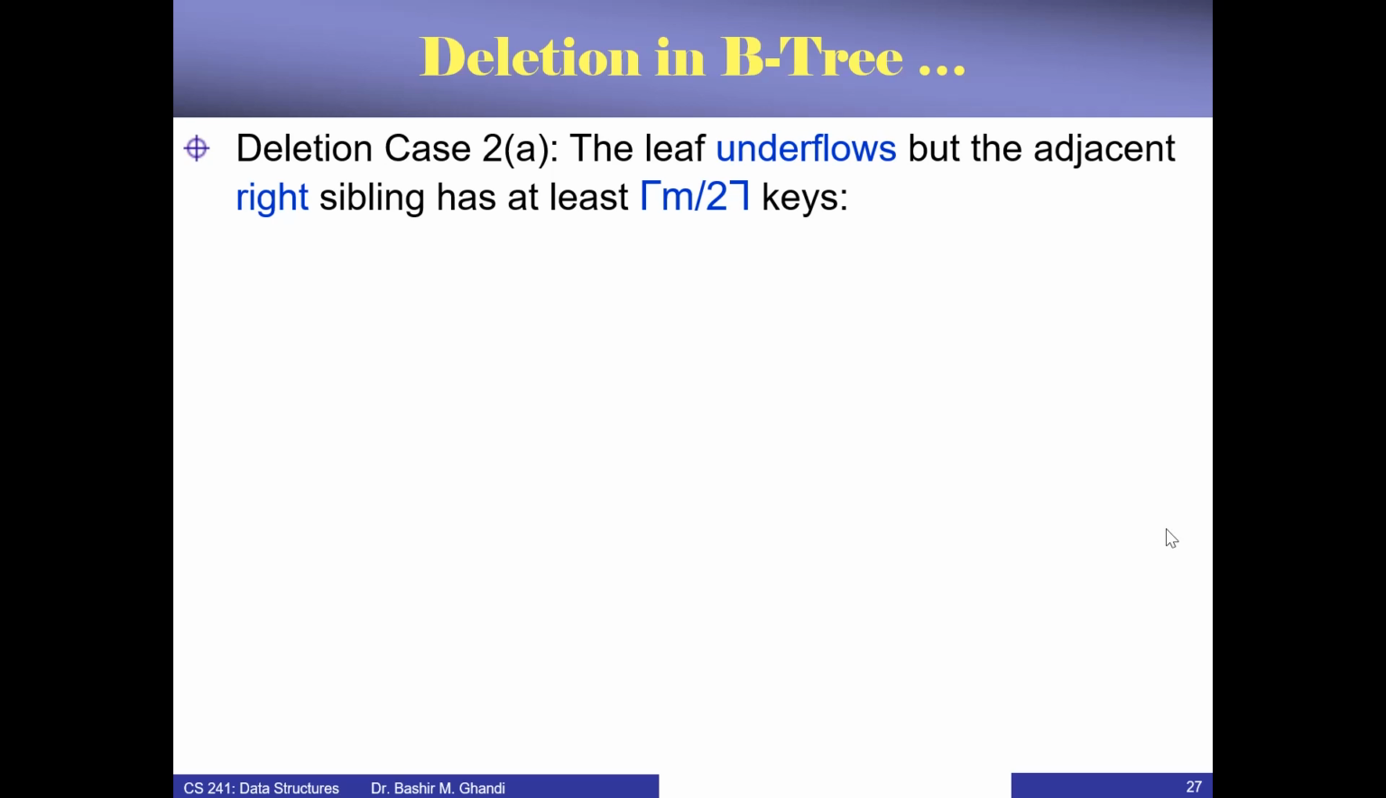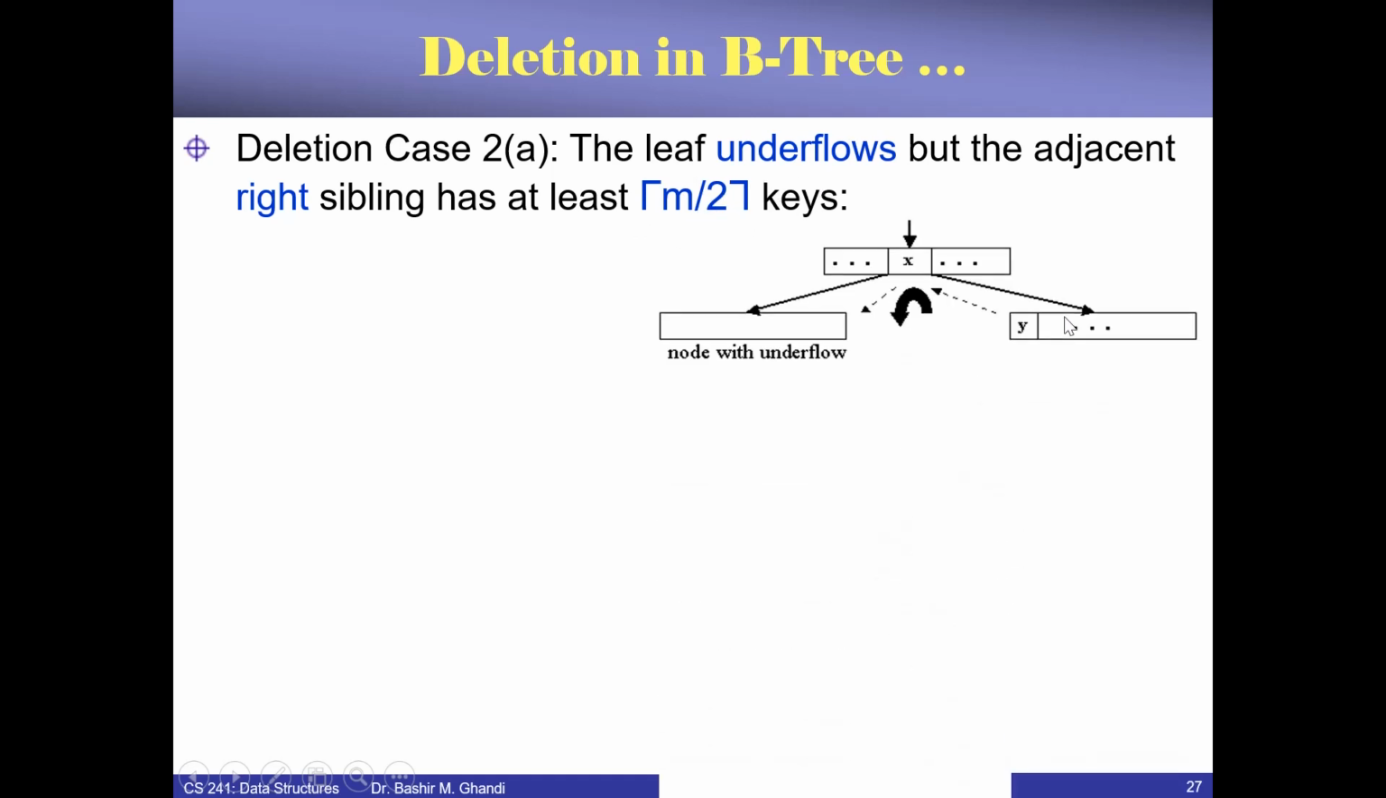Case number 2A. The leaf underflows, but the adjacent right sibling has at least the ceiling of m/2 keys. Deletion case 2A says the leaf underflows, but the adjacent right sibling has more than the minimum. Remember, the minimum number of keys is ceiling of m/2 minus 1. So in that case, what you do is a kind of rotation.